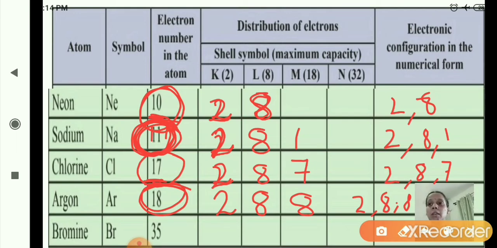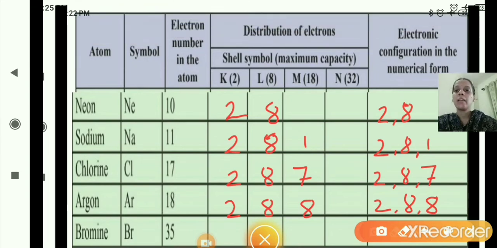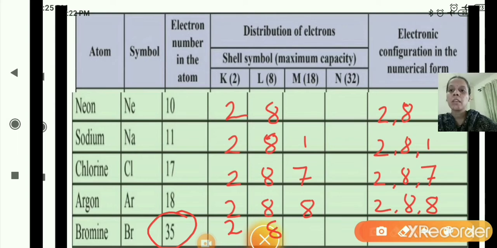Now the last one is remaining, that is bromine. Bromine atom, as you can see here, the symbol is Br, and the number of electrons is 35. So now we'll start distributing the electrons. In the K shell 2 electrons, in the L shell 8 electrons. Now 2 plus 8, that is 10. How many more electrons are remaining? Yes, that is 25 electrons are remaining, right?